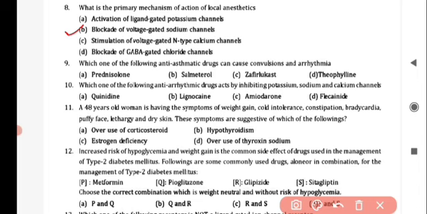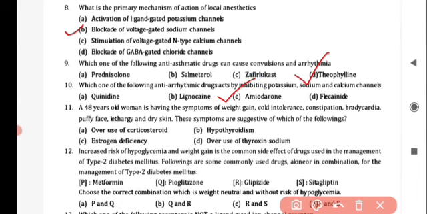Next question is, which one of the following antiasthmatic drugs can cause convulsions and arrhythmia? And the correct answer is option D, theophylline. Next question is, which one of the following antiarrhythmic drugs acts by inhibiting potassium, sodium and calcium channels? And the correct answer is option C, amiodarone.